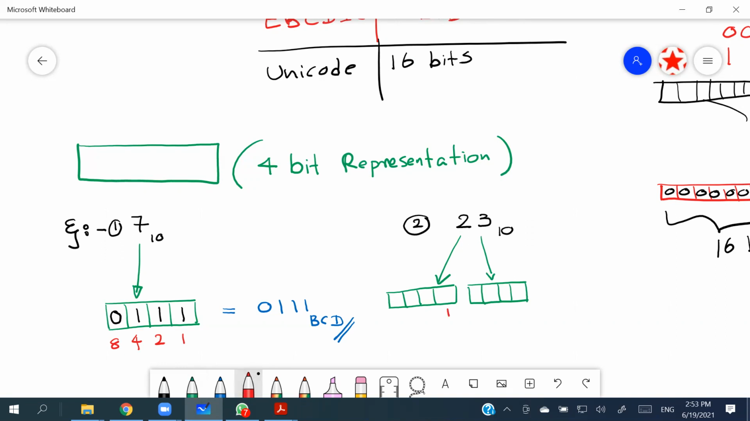So all these 4 positions always have these place values. So how are we going to create 2? 0 over here, 0 over here, 1 over 2, and 0 over 1. How are we going to create 3? It's 0, 0, 1, 1.